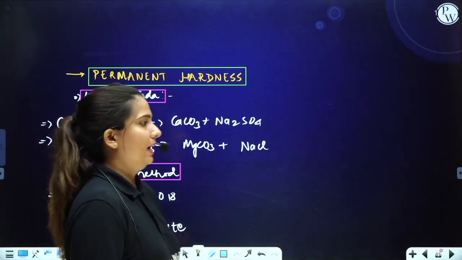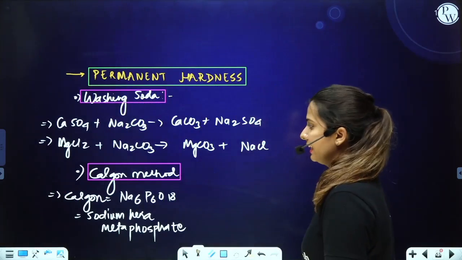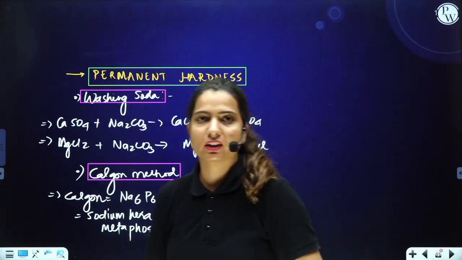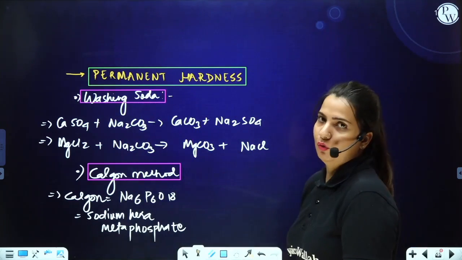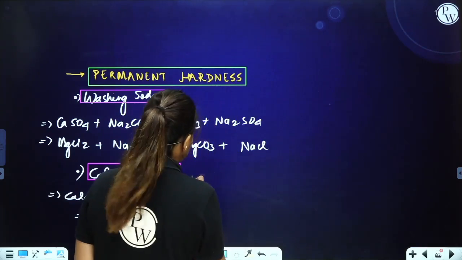Sodium hexametaphosphate. First of all, the Calgon method. What is the formula for the Calgon? What is the name of the Calgon? Sodium hexametaphosphate.